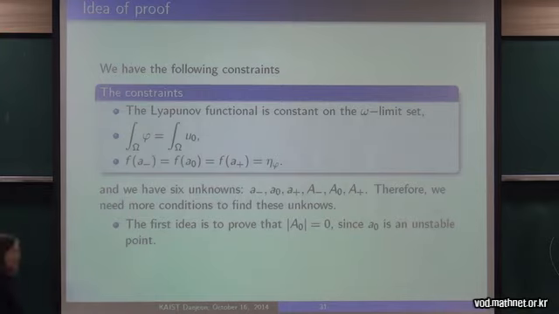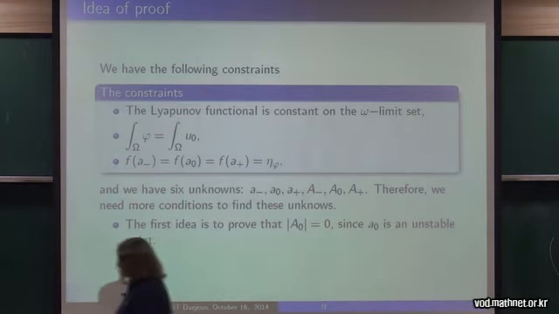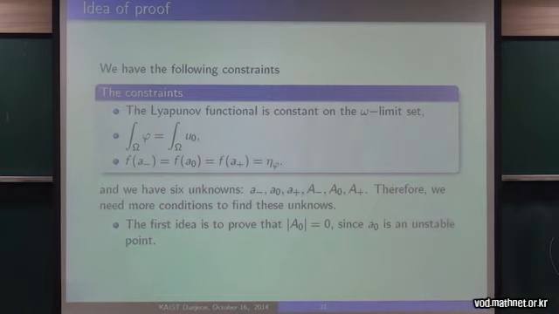Now, how can we characterize the functions of the omega limit set? We try to use all the relations which we know. We know that the Lyapunov functional, which I have shown you, minus the integral of capital F of U, is constant on the omega limit set. That gives us one relation. Since the integral is preserved, the integral of phi is equal to the integral of U naught. And we know that f of A minus equals f of A naught equals f of A plus, equals a value eta phi.